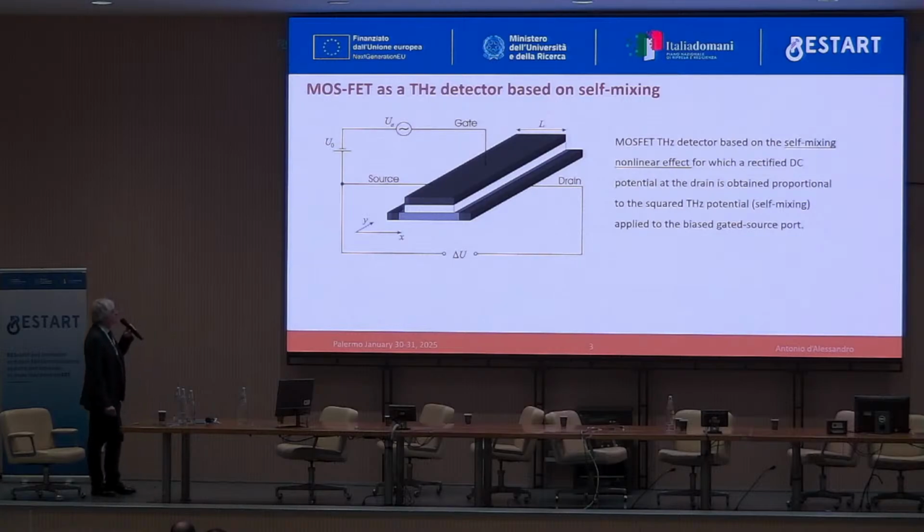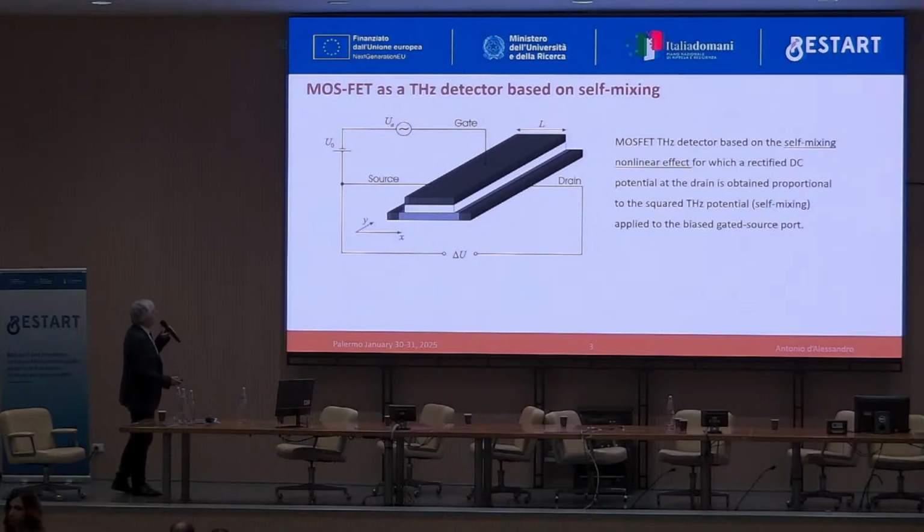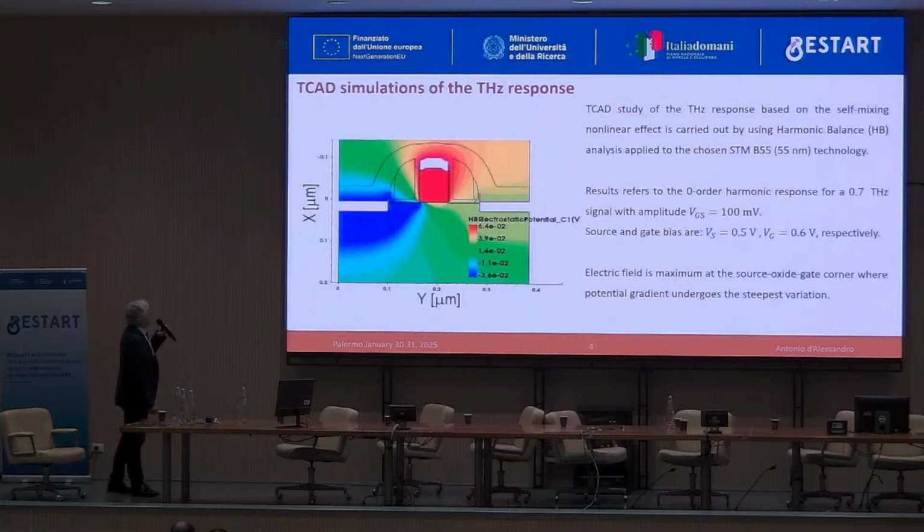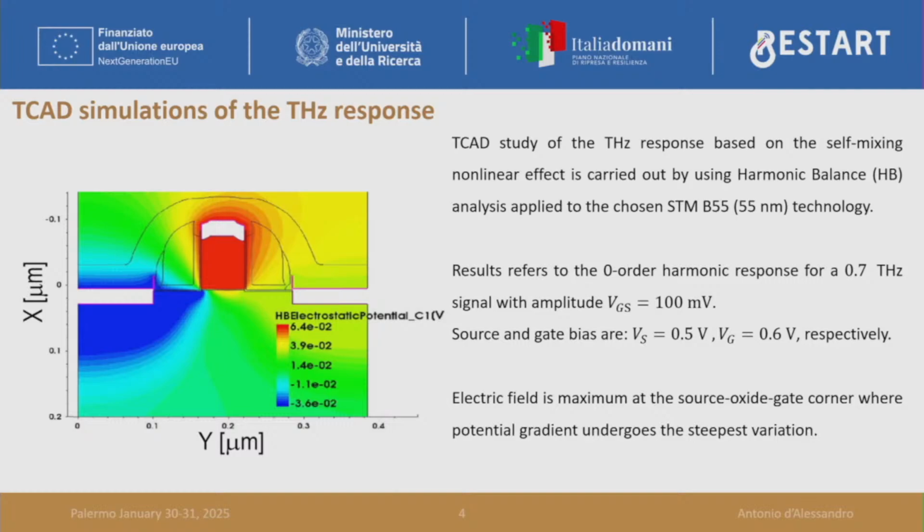So we will start from a simple MOSFET in which we can observe the so-called self-mixing effect, which is a nonlinear effect for which a rectified DC potential at the drain can be obtained, proportional to the square value of the terahertz potential applied to the biased gate-source port. Here is the nonlinear equation, which I will not show you for reasons of time, also not to bore you with equations, but we implemented the equations to study the self-mixing nonlinear effect.